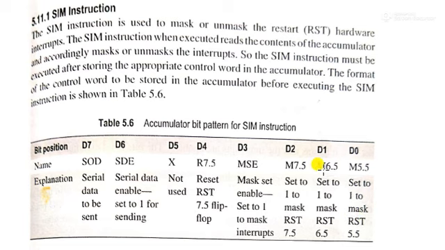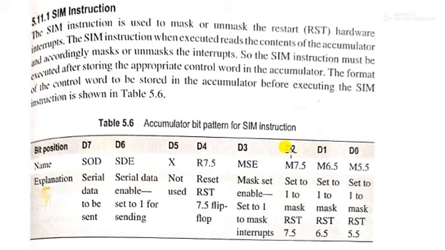Now come to the D1 bit. The D1 bit is the mask bit for RST 6.5. M6.5 means RST 6.5. If it is 1, we will not allow RST 6.5, that means it is masked. If the D1 bit is 0, we allow RST 6.5, that means it is unmasked. Come to the D2 bit, it is M7.5. If it is 1, it will mask RST 7.5. If it is 0, then RST 7.5 is unmasked.